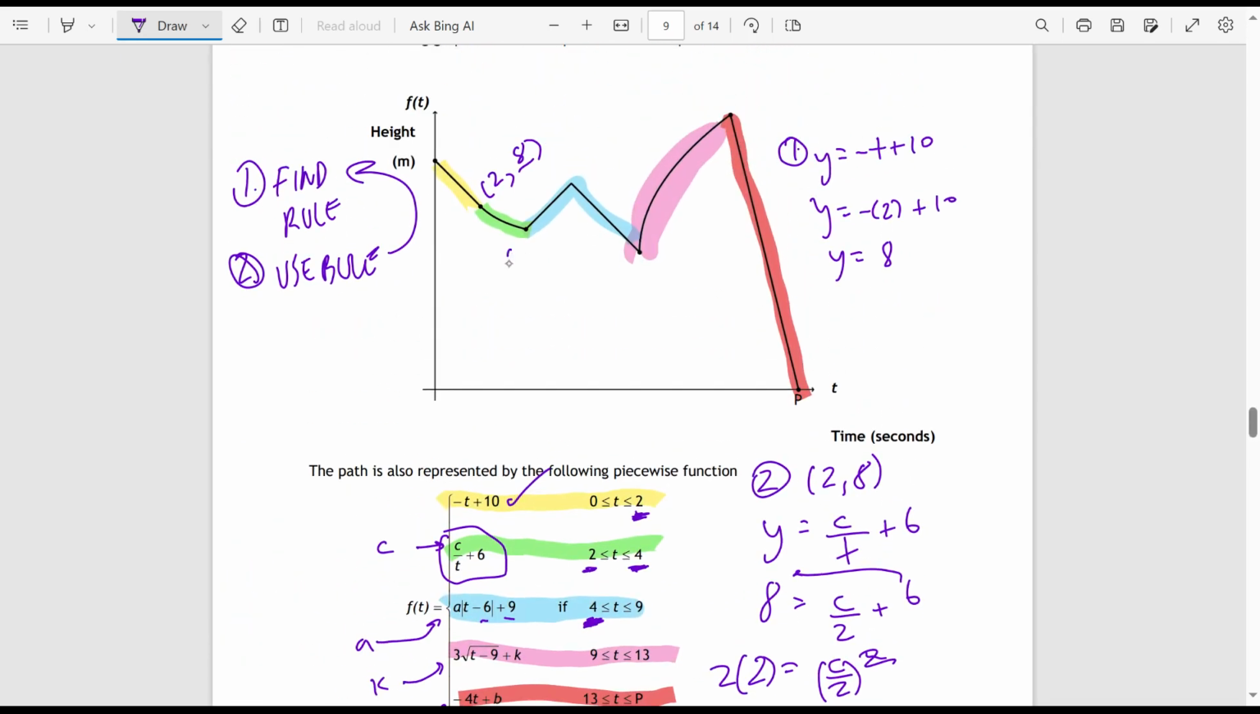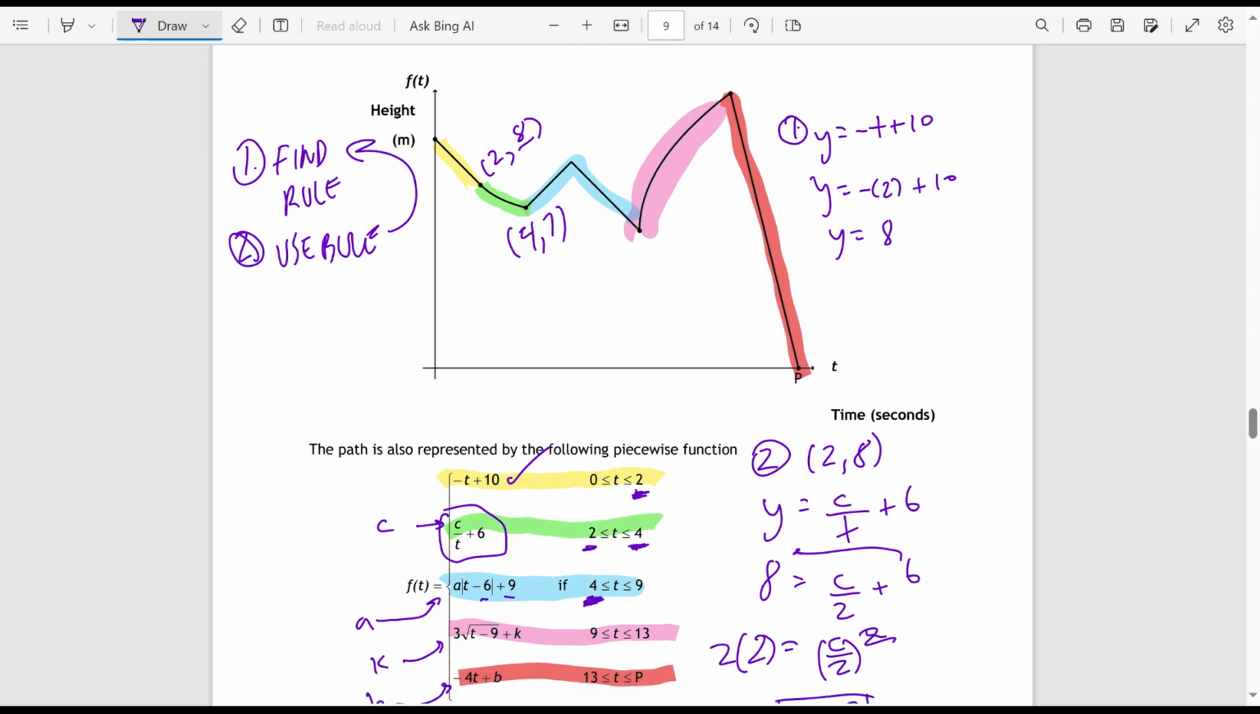So I always like to write it on here, for my own clarification, that that's what I just found, that point there. Now I'm getting into the next one.